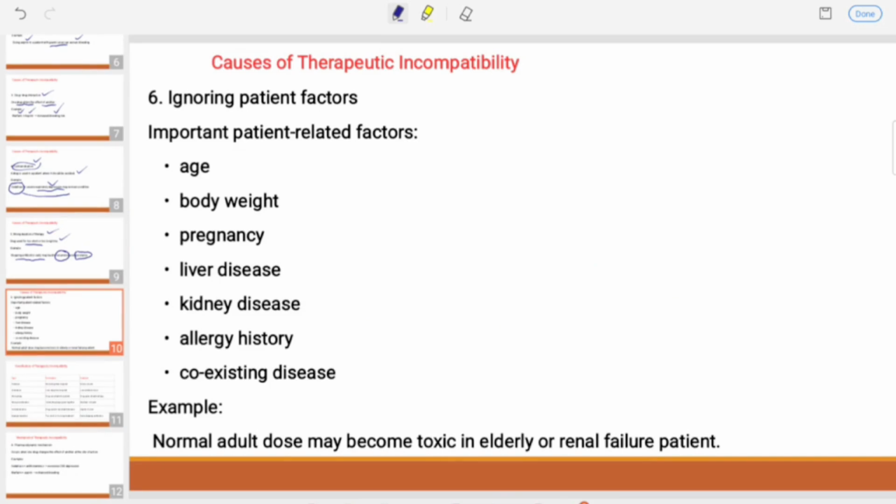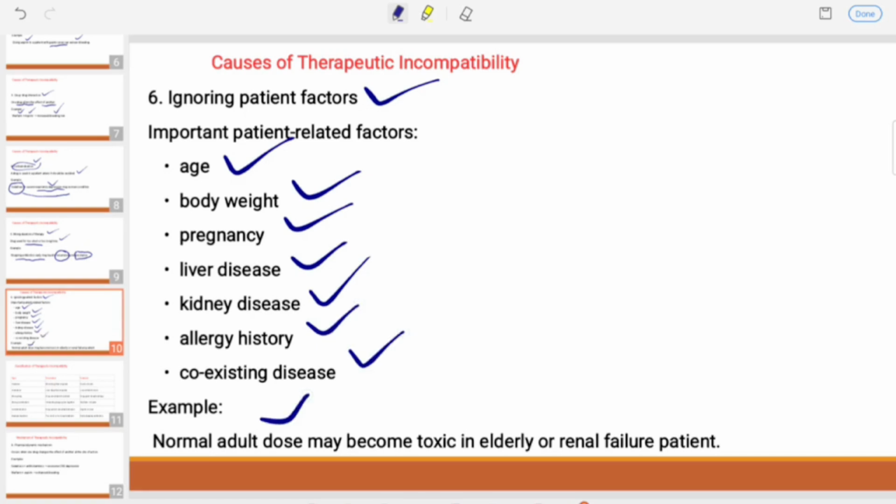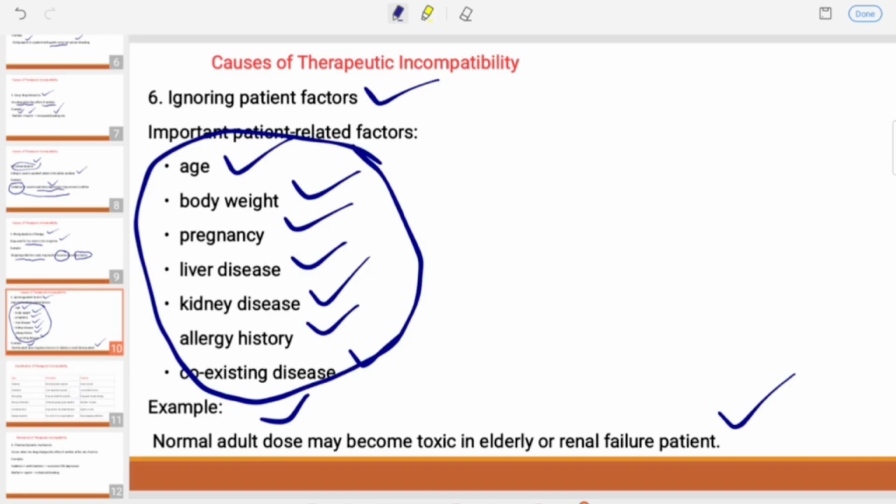Then ignoring some patient related factors, which is very important during any therapy. For example, age, body weight, pregnancy, presence of any liver disease, kidney disease, allergic history, and coexisting disease. For example, a normal adult dose may become toxic in an elderly or renal failure patient. So we should consider all these patient related factors before starting any treatment.